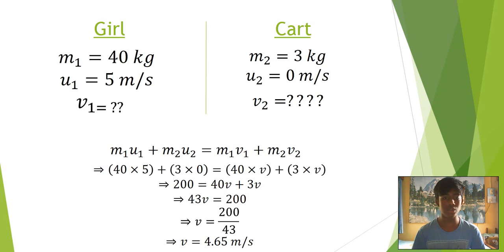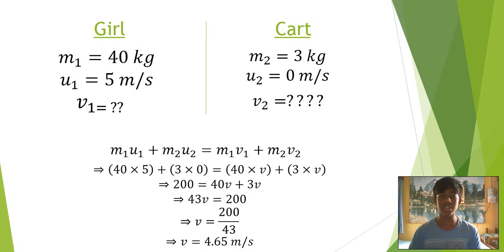40 into 5 is equal to 200, plus 3 into 0 comes 0. So 200 is equal to 40v plus 3v. Sorry, this implies 43v is equal to 200. This implies that v is equal to 200 by 43, which implies that the velocity, means the combined velocity, is 4.65 meter per second. Okay, this was the PowerPoint slide.